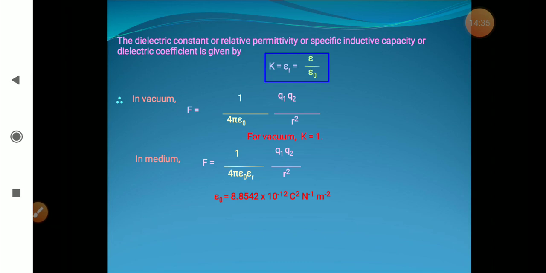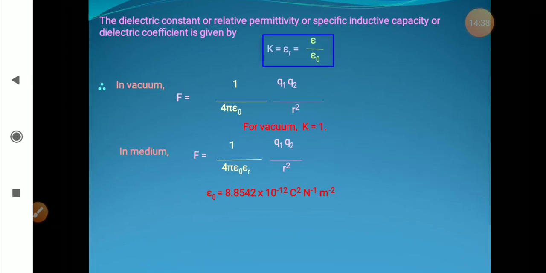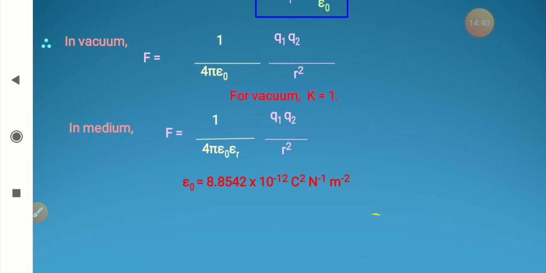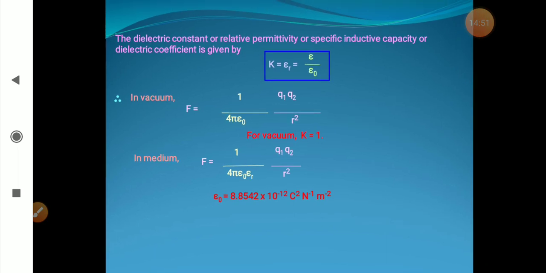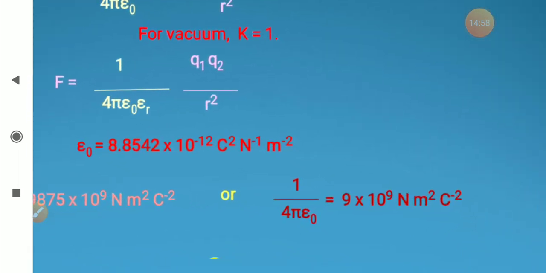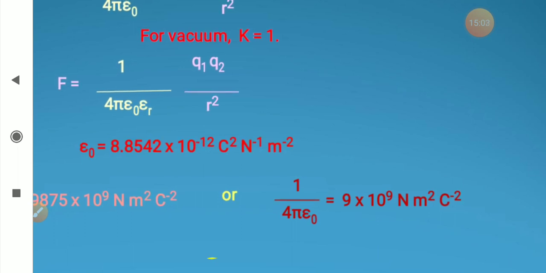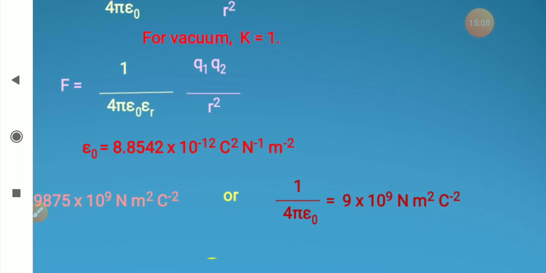Now the value of this permittivity in free space is 8.85 into 10 raised to the power minus 12 Coulomb square, Newton raised to the power minus 1, meter raised to the power minus 2. Now the value of this constant 1 upon 4 pi epsilon naught is equal to 9 into 10 raised to the power 9 Newton meter square Coulomb raised to the power minus 2.